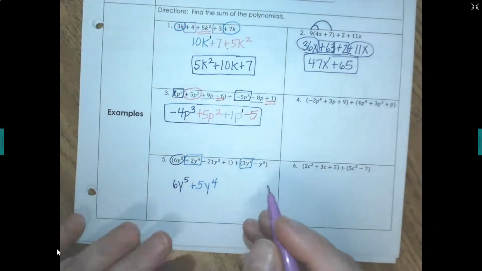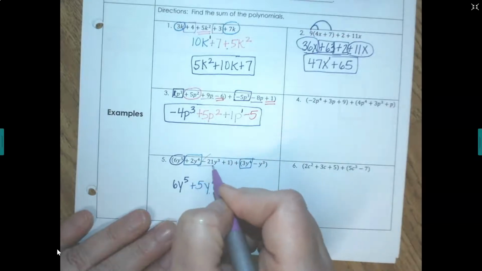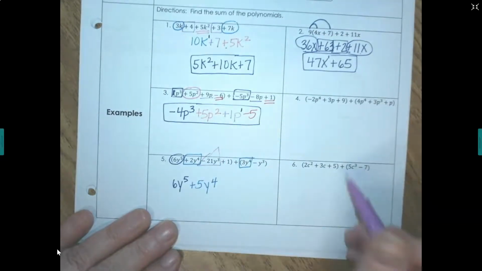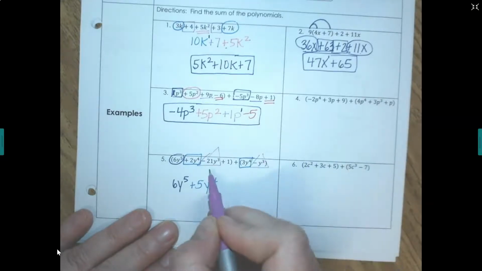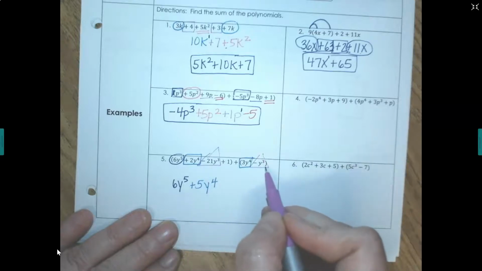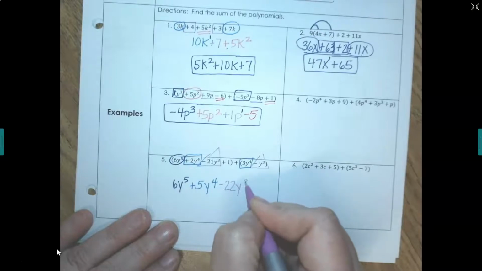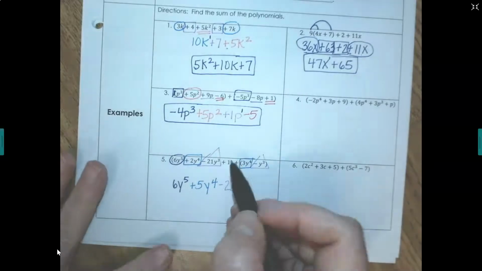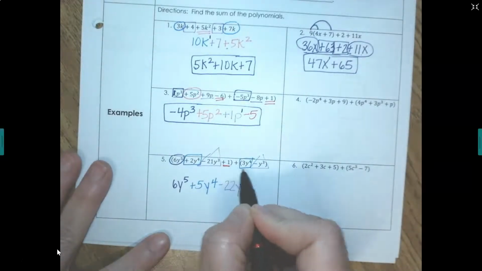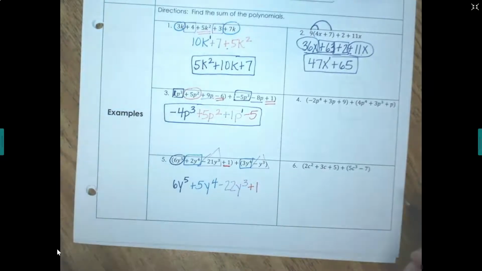Okay, and just keep on moving across until we've dealt with everybody. We've got a -21y cubed, so I'm going to look for another y to the 3rd. There's one right there. We got -21 minus 1 more will be -22y to the 3rd. And then lastly, we have this constant, and he doesn't have anybody to combine with. That just means he comes down just the way he is. He's going to remain unchanged.